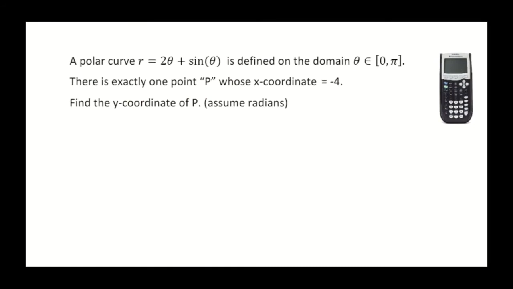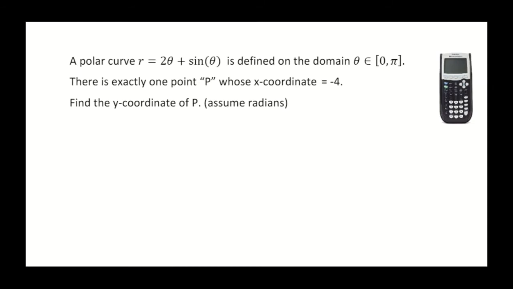All right, let's take a look at number 5. A polar curve r equals 2 theta plus sine theta is defined on a domain from 0 to pi. There's exactly one point P whose x-coordinate is -4. Find the y-coordinate of the point. So basically we've got a polar curve, and we know that there's going to be a point on that curve where the x-coordinate is -4, and we're trying to find the y-coordinate of that point.